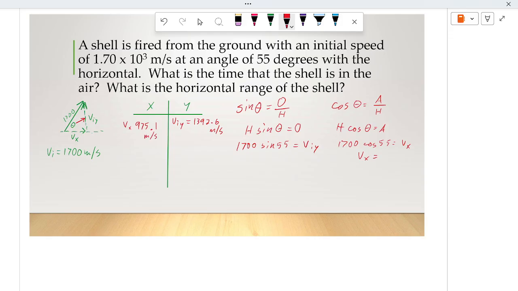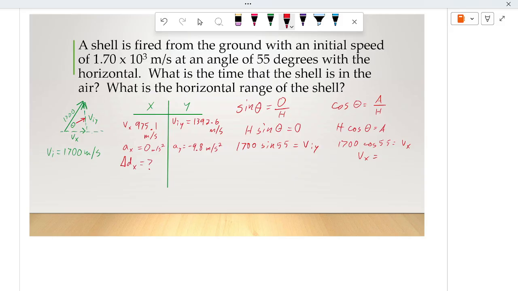Okay, I'm going to go ahead and write down my other givens now as well. Remember that my acceleration in the x is 0 meters per second squared. My acceleration in the y is negative 9.8 meters per second squared. And so we have that. Let's see. It wants to know what the horizontal range is, so it wants to know what the displacement in the x is.